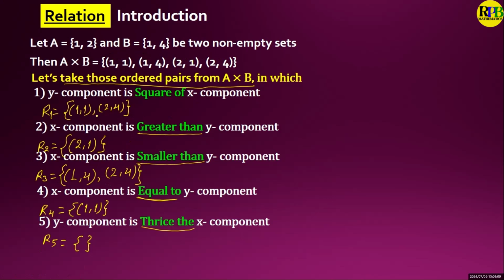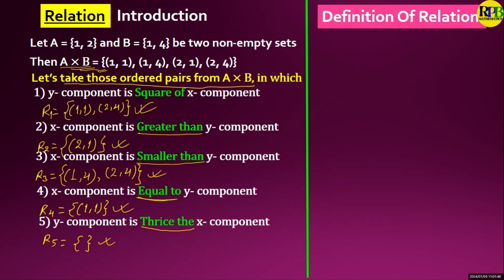Here, these two ordered pairs are a subset of A cross B, the Cartesian product. Here, this ordered pair is also a subset of this Cartesian product. Here, this ordered pair is also a subset of A cross B. This ordered pair is also a subset of this Cartesian product, A cross B. And the null set is a subset of every set. So all these relations are subsets of A cross B. So we can define a relation like this.